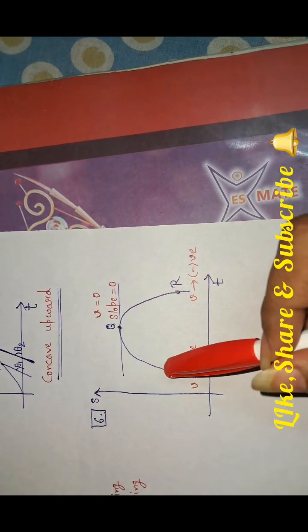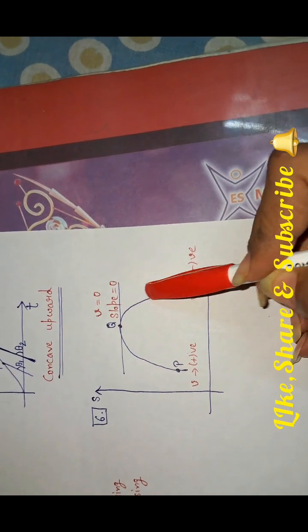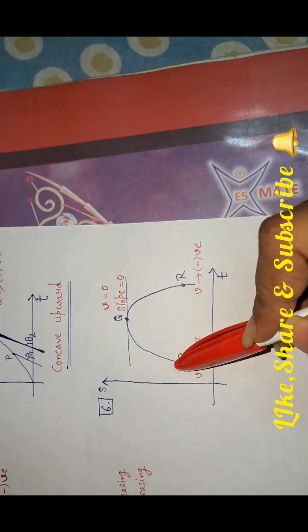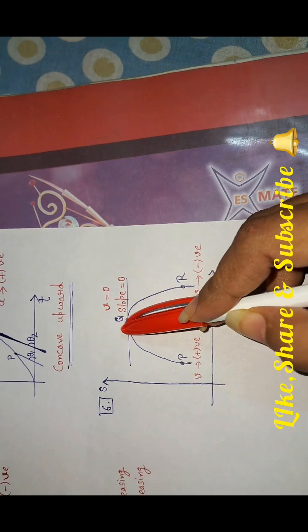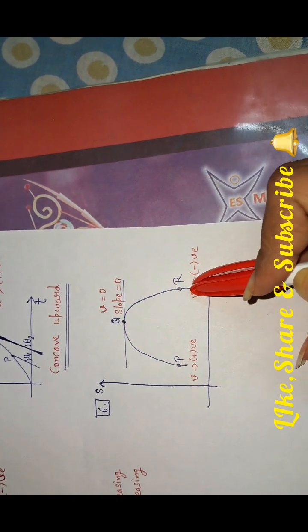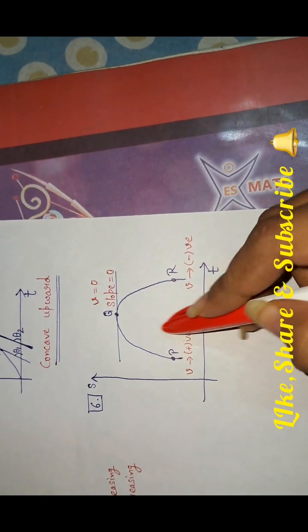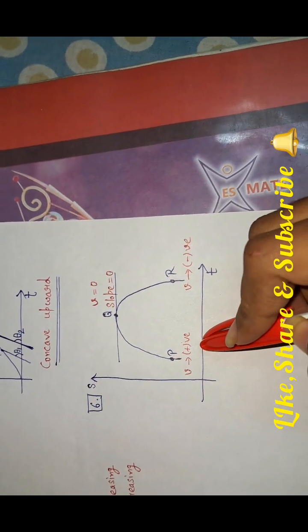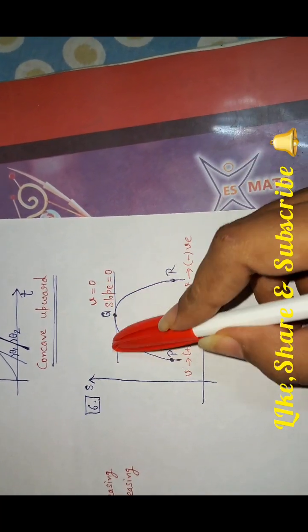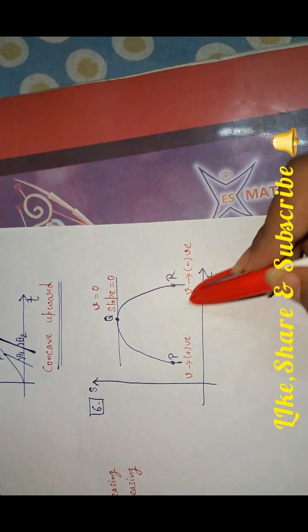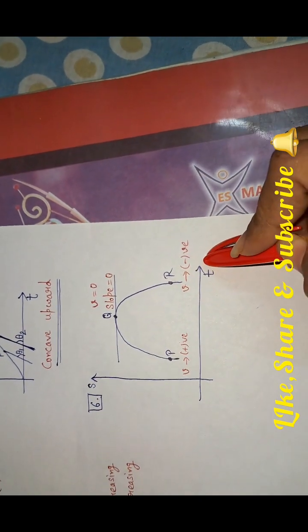Now at the last we are discussing the inverted parabola graph. In this graph, when we are drawing between S versus T, we are getting 2 points in the concave upward position and 2 points in the concave downward position. So at this upward position, at the P point, velocity will be positive, and at the Q point the slope is equal to 0, so velocity is equal to 0, and here at the R point velocity should be negative.